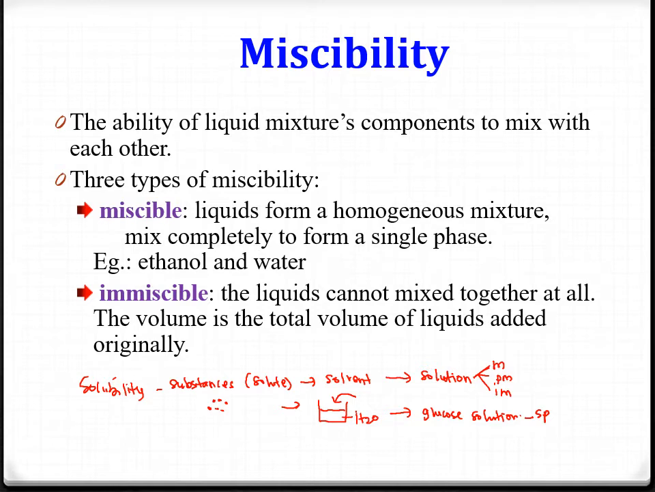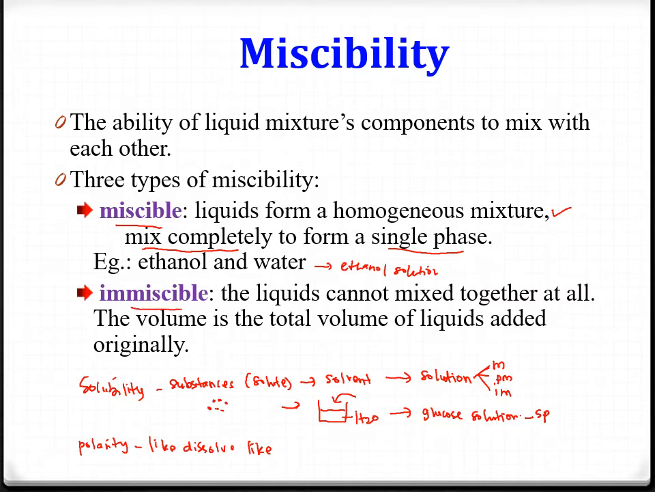We also can relate this to polarity, whereby the rule of thumb is like dissolves like. What does it mean by like dissolves like? Polar will dissolve in polar, and non-polar will dissolve in non-polar. For the miscible, the liquids form a homogeneous mixture and mix completely to form a single phase. For example, ethanol and water. When ethanol mixes with water, it will form an ethanol solution, which is a single phase.